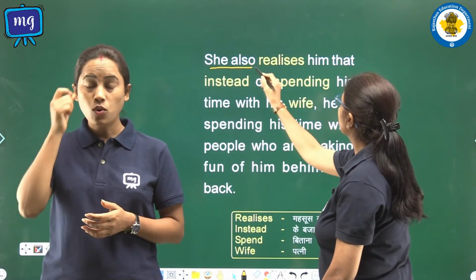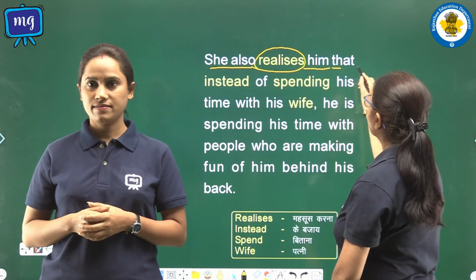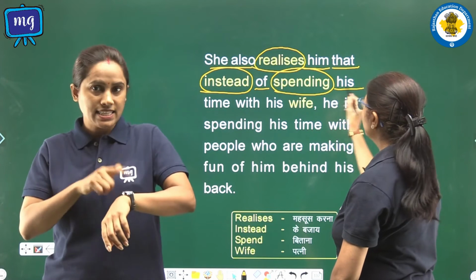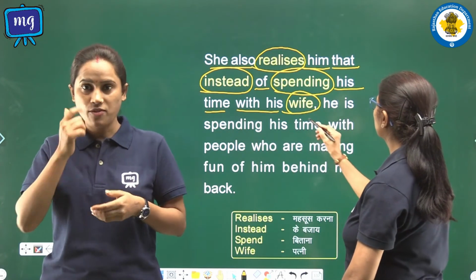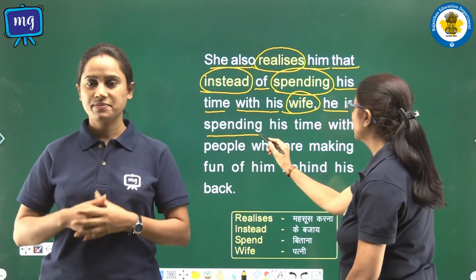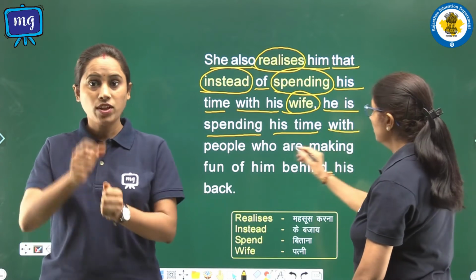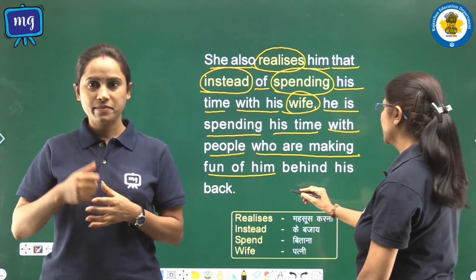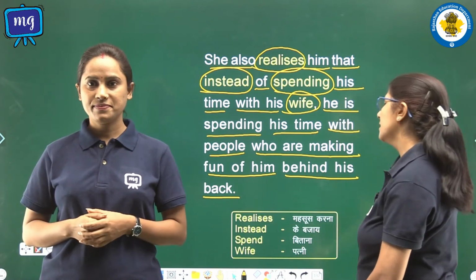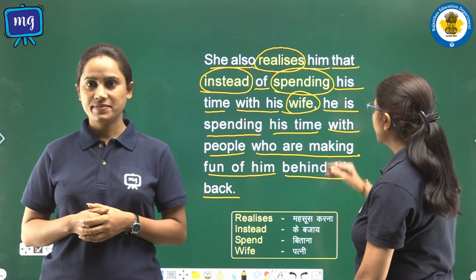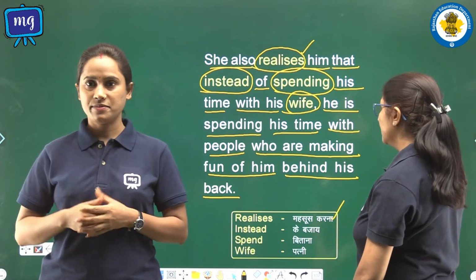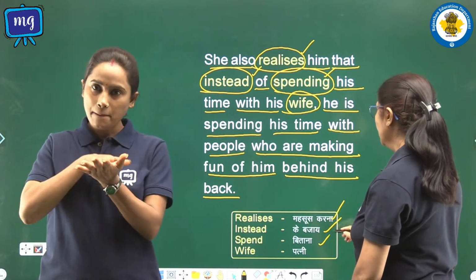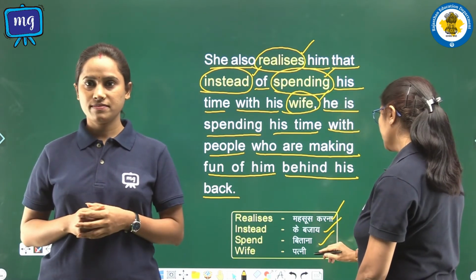She also makes him realize that instead of spending his time with his wife, he is spending his time with people who are making fun of him behind his back. Word meaning: realizes, महसूस करना. इंस्टीड, के बजाय. स्पेंड, बिताना. वाइफ, पत्नी.